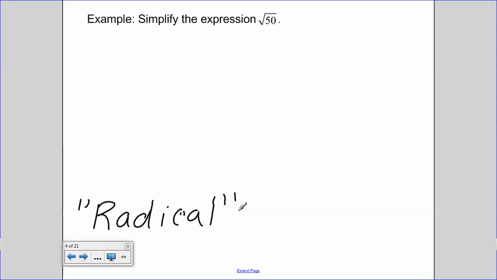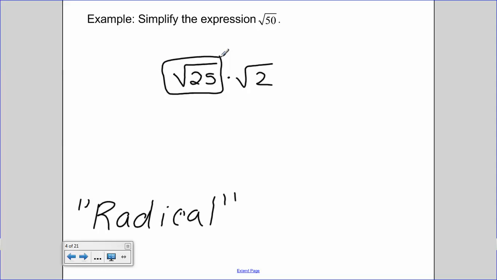What is it, Laura? 25. Do you agree that 25 times 2 gives us 50? Okay. So this is what we're going to write this as. Square root of 25 times the square root of 2. Because 25 times 2 gives us 50, correct? Same value. Now the reason I chose 25 is because it's a perfect square. Because I know the square root of 25. What is the square root of 25? 5. So I'm simplifying this radical right here and saying, okay, I know the square root of 25 is 5.